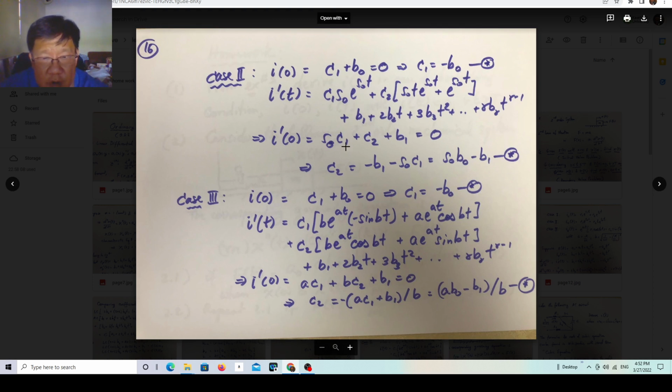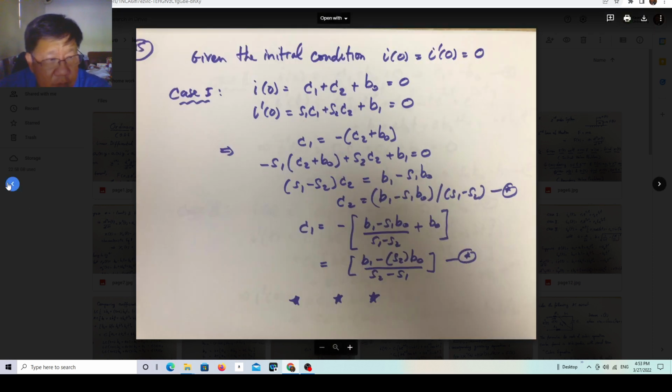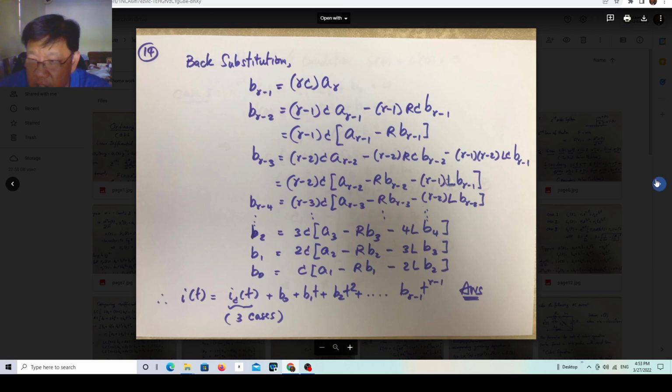So you get B sub 0, and substituting here, you get C sub 2. By moving B1 over it becomes minus B1, and then minus B0 when you substitute this. When you move to the right hand side, this one becomes minus, but since C sub 1 is minus B0, it becomes a positive value. So C sub 2 is equal to s sub 0 B sub 0 minus B sub 1. So this is the second case. And certainly B sub 0 and B sub 1 can be found using this recurrent relationship.